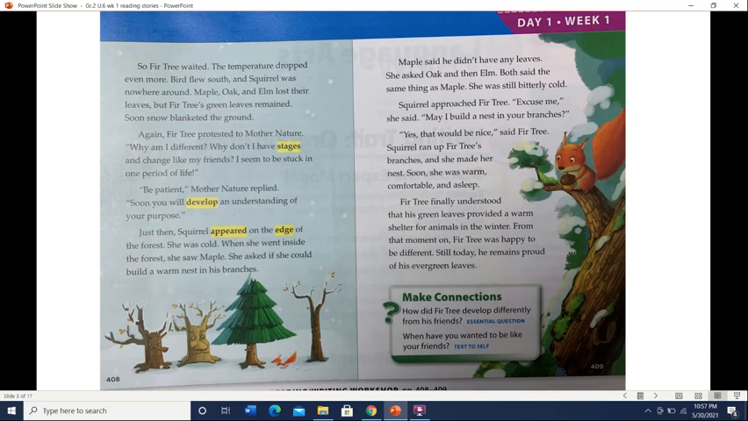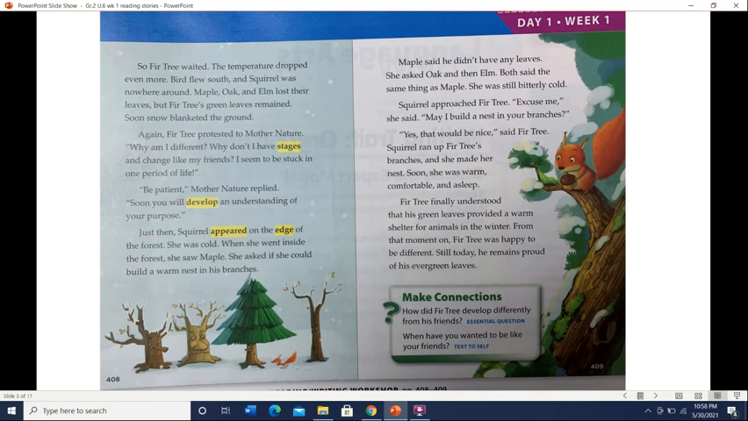So how do these trees adapt? All of the trees, not only do they change color, they start to fall. And trees are only left with branches. There are no leaves. Okay, so all of his friends, maple, oak, and elm, lost all of the leaves. The only tree that had green leaves was fir tree. Soon snow blanketed the ground. Okay, so now it started to have snow, and all the snow covered all the ground and all the trees.